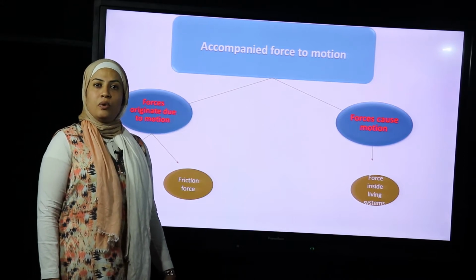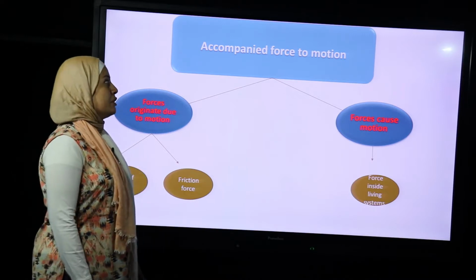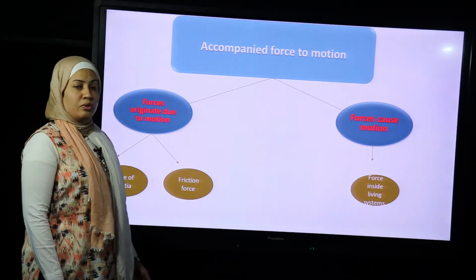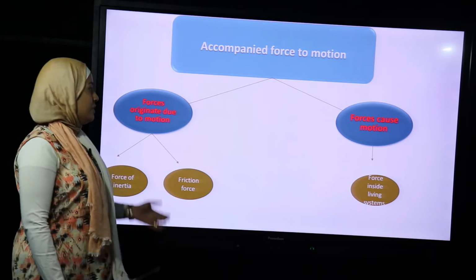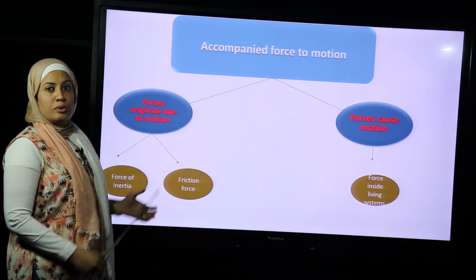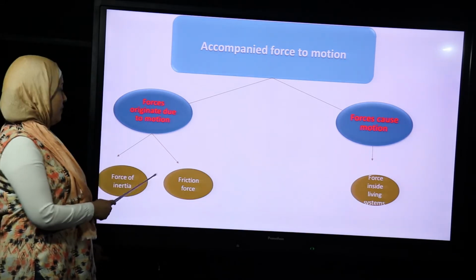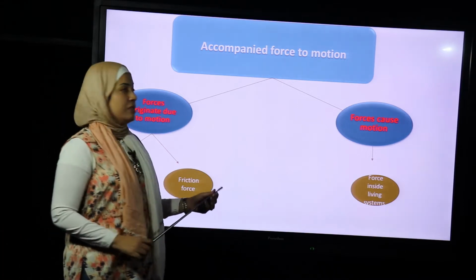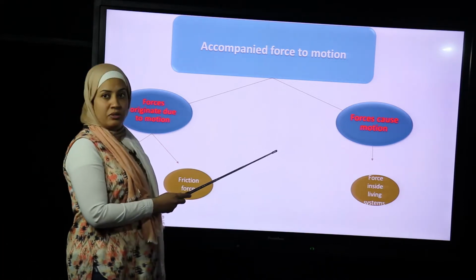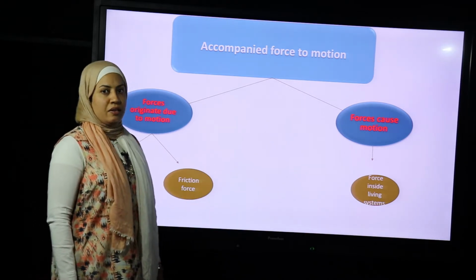Today we are going to talk about Lesson 2, Unit 2, Forces Accompanied with Motion. We have two types of forces to talk about. The first type is forces that originate due to motion, which are the friction force and the force of inertia. And the second type is forces that cause motion, which is the force inside living organisms.